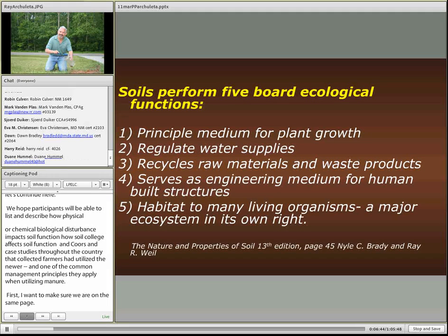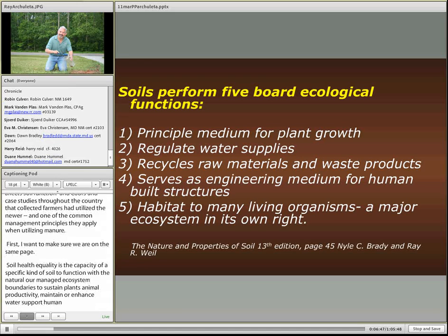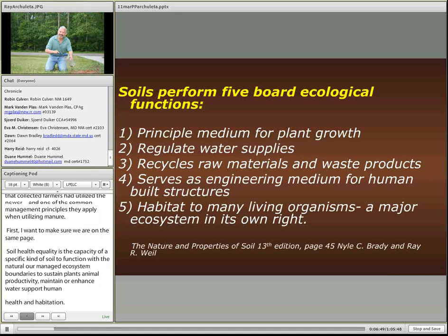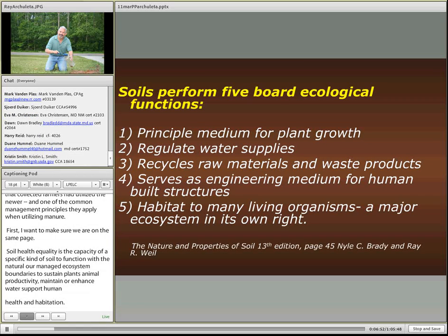There are 5 broad ecological functions. I'm not going to read them. This comes from the nature and properties of soils, as you can read them yourself. I'm going to be explaining that next slide.